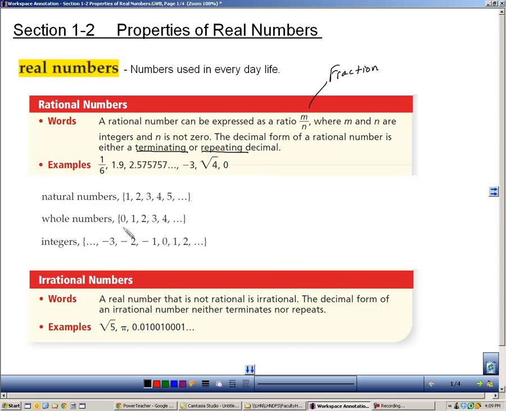If you have a number that is not rational, then we say that it's irrational. Specifically, it's irrational if the number neither terminates nor repeats. So if the number goes on forever in any way without repeating, we call it irrational. Here are some examples of irrational numbers.